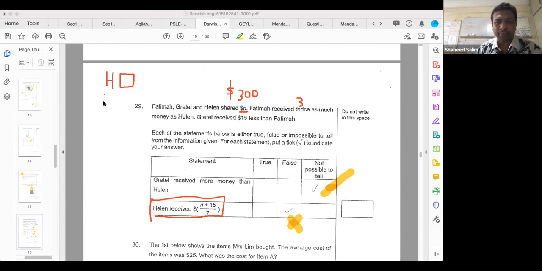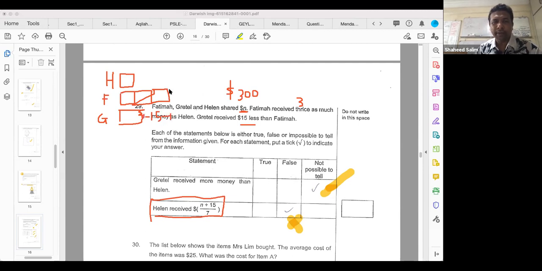You agree then? Fatima must be how many squares? 3. 1, 2, and 3, correct? And then Gretel, how many? Because they never put, but they tell you less. So I can put like that. I do not know, but I can put down here. From here to here is 15.